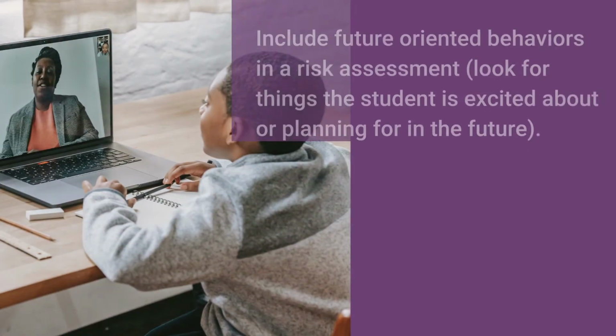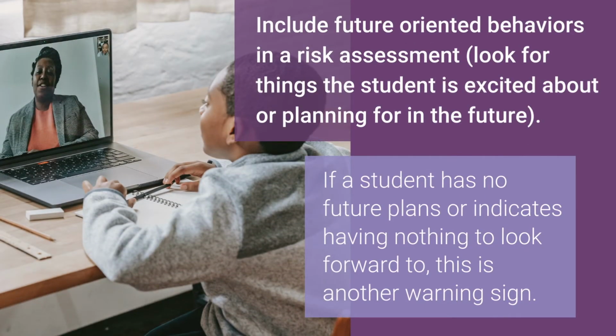I always like to include future oriented behaviors in a risk assessment. This means I look for things that the student has coming up that they are excited about or planning for. For example, upcoming dances, sporting events, or plans with friends. You can also look for long term goals, such as planning for college or career choices. They're really great examples of some future oriented behaviors. If a student has no future plans and indicates having nothing to look forward to, this is a huge warning sign.